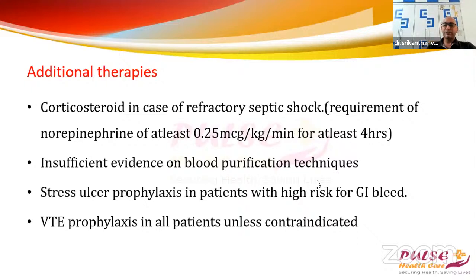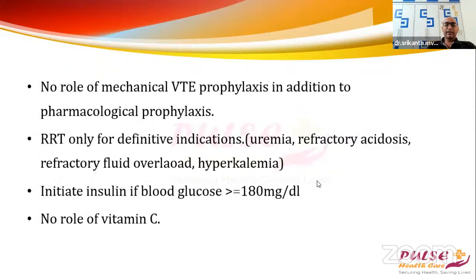In patients with higher risk for GI bleed, stress ulcer prophylaxis is needed. If there is no risk for GI bleed, stress ulcer prophylaxis is avoided. VTE prophylaxis is indicated in all patients unless contraindicated. There should not be any addition of mechanical VTE prophylaxis to pharmacological prophylaxis, as it is not shown to be of any benefit.